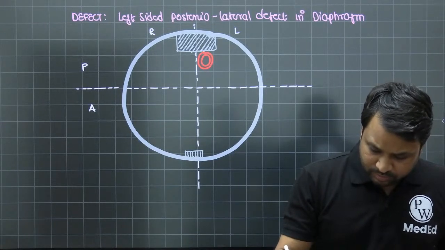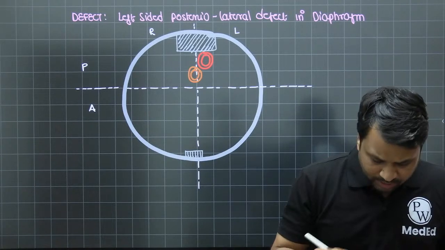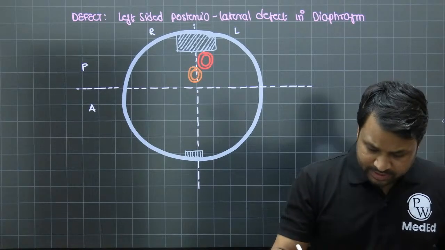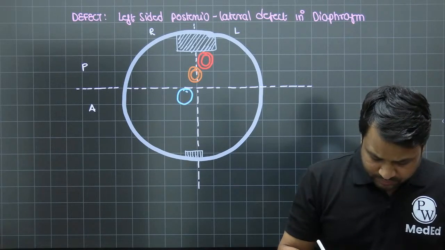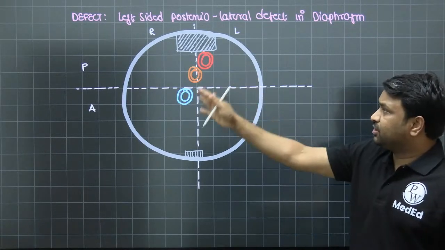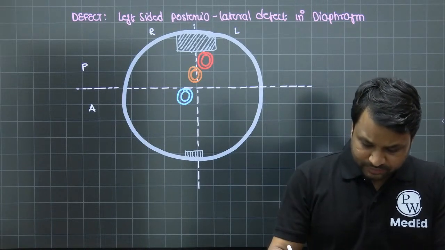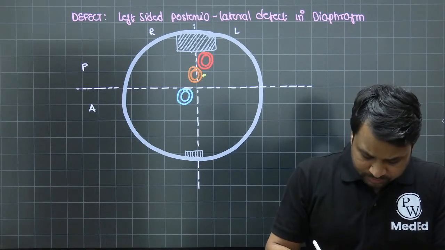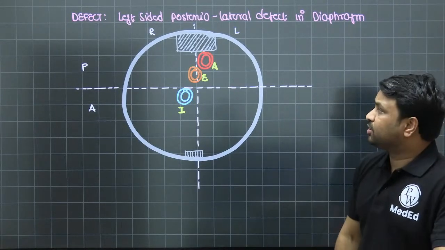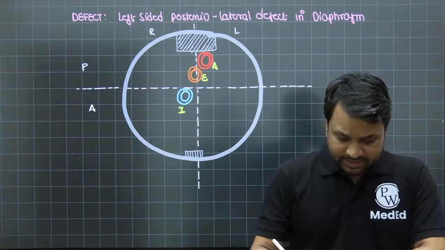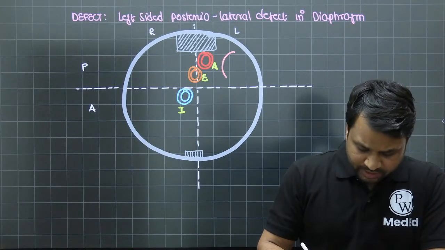Slightly medial to it, or in the center part, you have the esophagus, and then on the anterior half you have the IVC. These are the three structures which are going to be present at the level of the diaphragm. So you have the esophagus here, the aorta here, and the IVC across here. Now, the defect of the Bochdalek hernia is going to be somewhere across here.